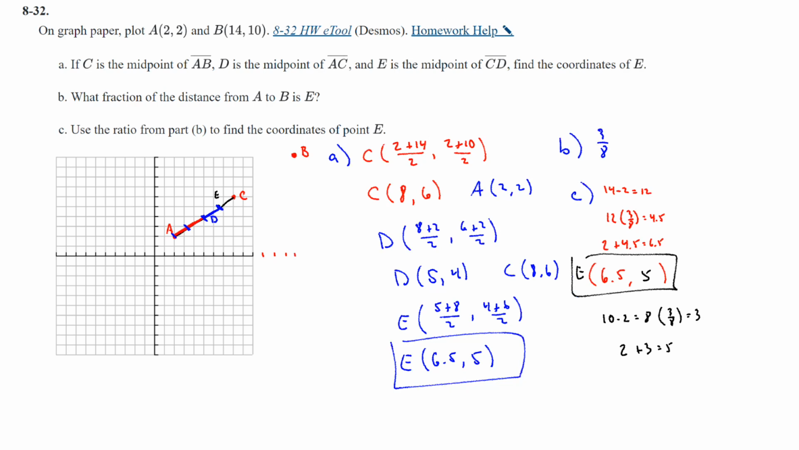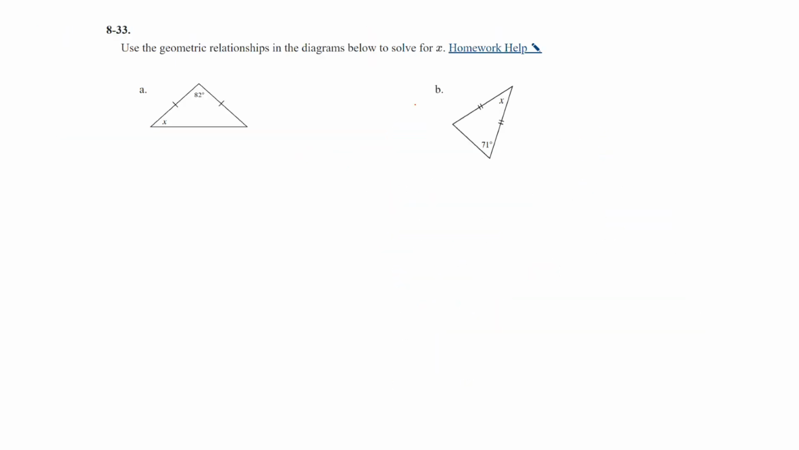So that's another way that you could find the point E if you know it's 3/8 of that distance. Question 33, use the geometric relationships in the diagram below to solve for x.